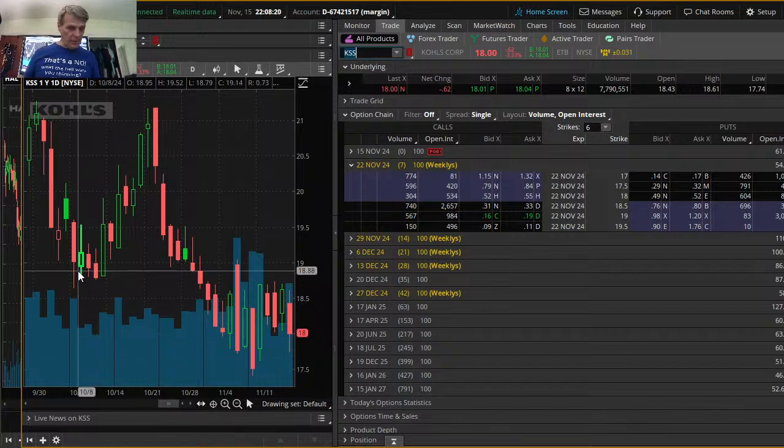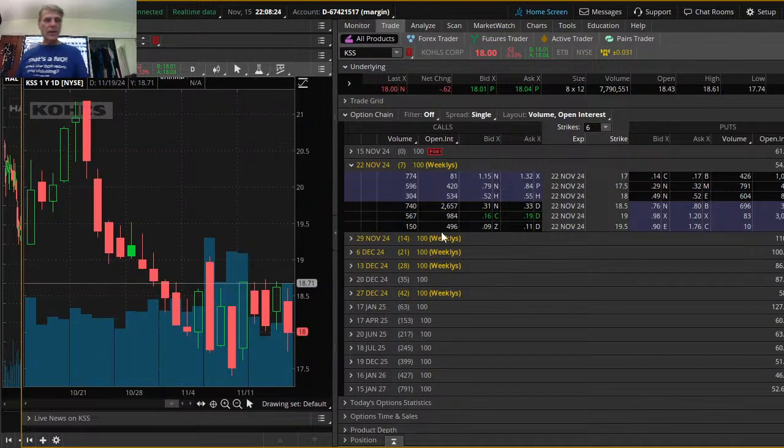Look at the movement for the last 30 days. 30 days ago we're at 19.50. Shoots up, pulls all the way back down again. Now we're kind of going sideways, or maybe still to the downside. So no, not looking that good this week for Kohl's. Maybe she's going to turn around. Maybe she won't. Don't know.